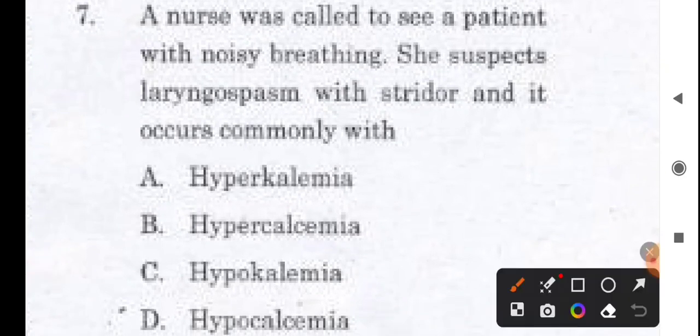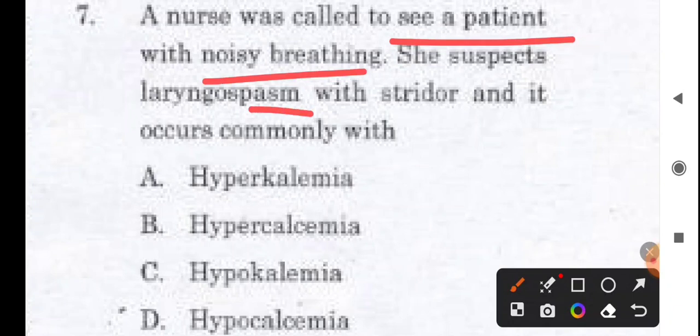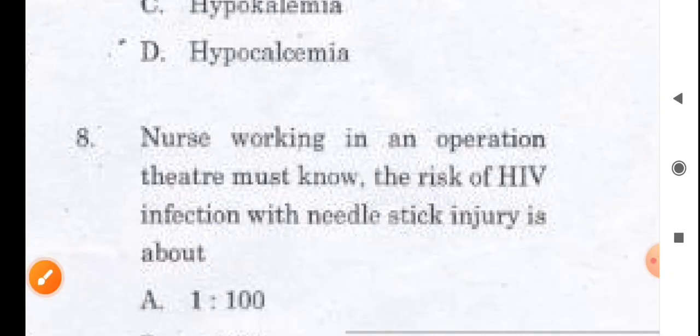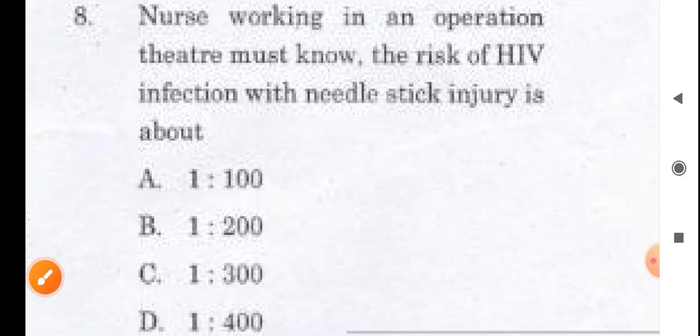A nurse was called to see a patient with noisy breathing. She suspects laryngospasm with stridor, and it occurs commonly with. Options: hyperkalemia, hypercalcemia, hypokalemia, hypocalcemia. Okay, next question.